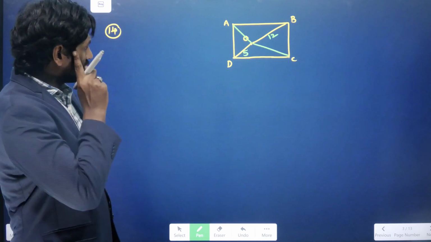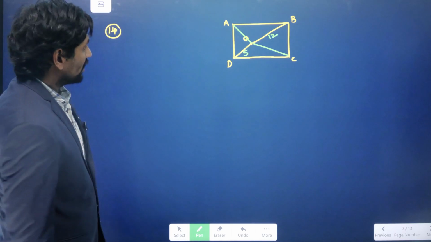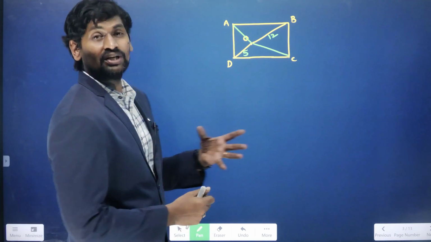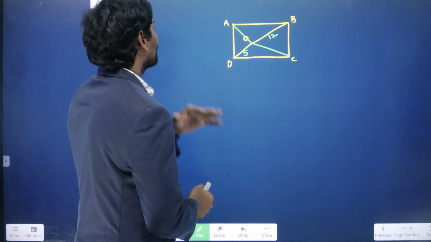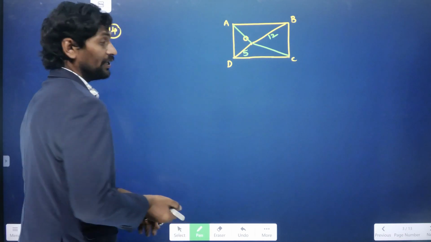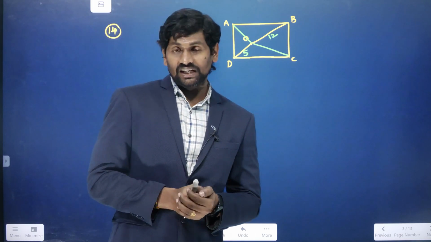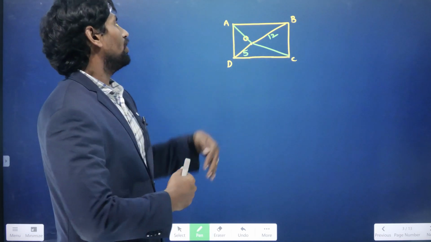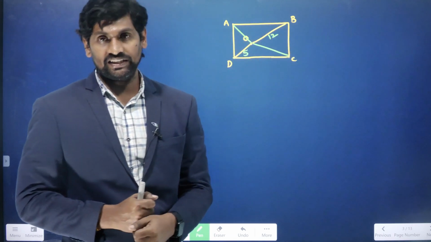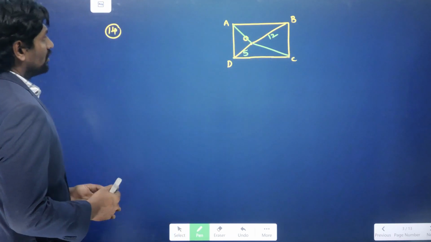OA square plus OC square value we need to find. So let us try to take any one of the constructions here. Let us discuss the properties of a rectangle: opposite sides are equal and each angle is 90 degrees. That means each angle in a rectangle is 90 degrees. So we can use any one of these concepts here.